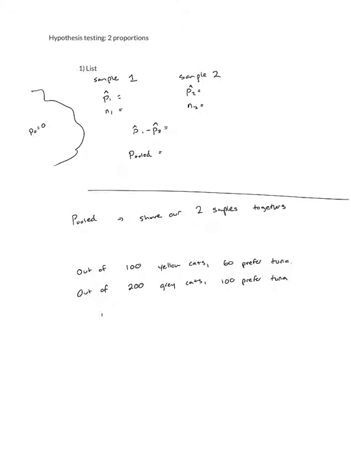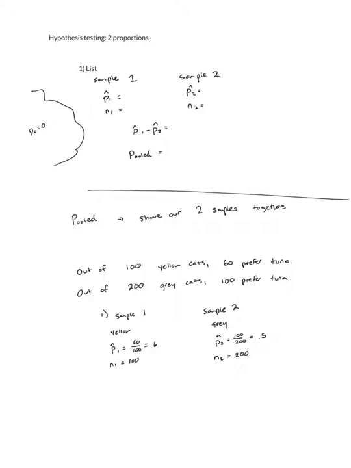Now, if I want to go ahead and list all this in order to do a hypothesis test, first thing I'd do is make sample 1 and sample 2. Looking at these, I can tell that the yellow cats have a higher percentage, so I'd go ahead and make them sample 1. But once again, it doesn't really matter. So I'll write yellow here and gray here. For P1 hat, I'll have 60 over 100, or 0.6. For P2 hat, I'll have 100 over 200, or 0.5. And N1 will be 100, and N2 will be 200.